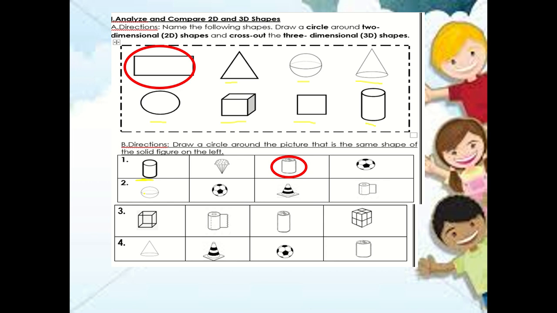Number 2 is a sphere. Which of the following looks like a sphere? Circle your answer. Number 3, cube. Which of the following pictures look like a cube? Again, circle your answer. For number 4, cone. Which of the following pictures looks like a cone? Okay, very good. Are you done? Are you finished? Good job, KG.